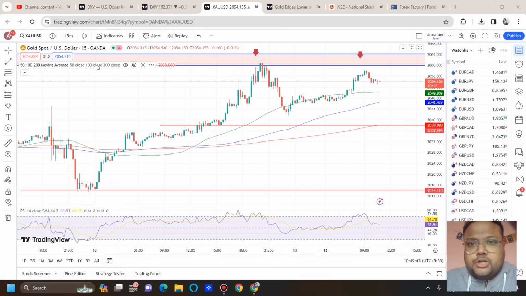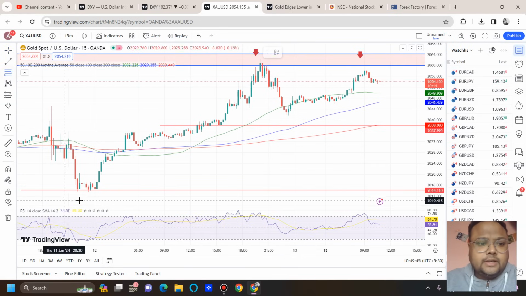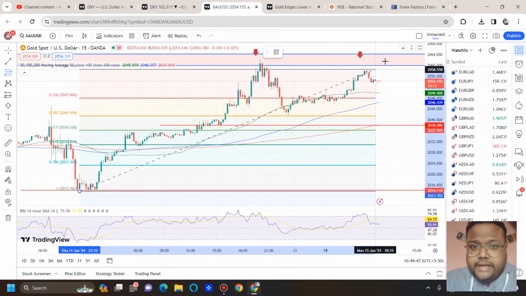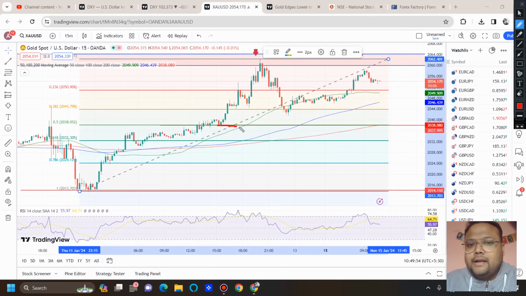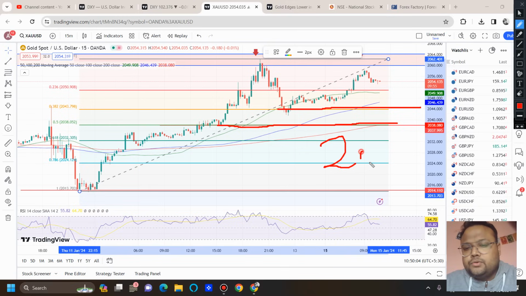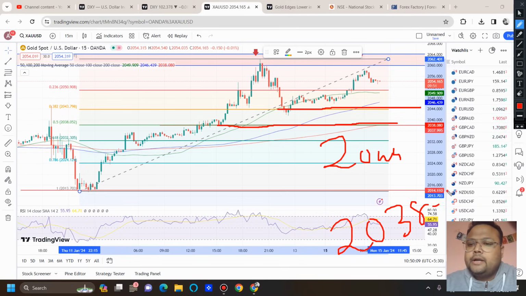So this is a 15 minutes chart of gold in front of us, and this chart is specially for day traders. I'm also a day trader. As a day trader, my dear friend, I'll be looking for a buy around 2038, 2040 that I was just mentioning. And above 2038, we also have some support around 2044 as well. So we have support around these two levels.